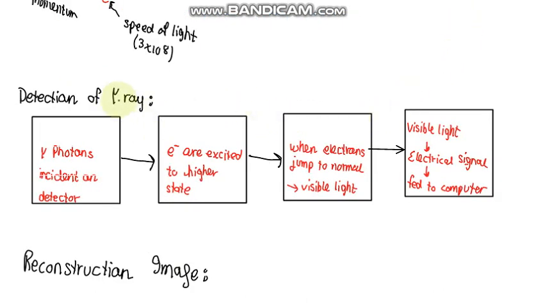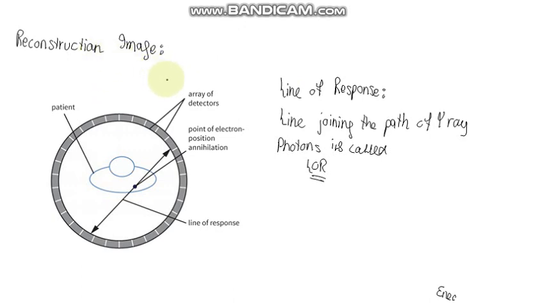You need to realize how the detection of the gamma rays is made. The gamma photons are incident on the detector on that circular tube. Because of those incident gamma photons, the electrons are excited to a higher state. Number two, when the electrons move from the higher state to their normal state, they emit visible light. Number three, the visible light causes an electrical signal to be produced, and those electrical signals are fed to the computer to make the 3D image of the body organ being studied. This is how the reconstruction of the image is done. The gamma rays travel 180 degrees apart, and the line joining the path of the gamma ray photons is called the line of response.